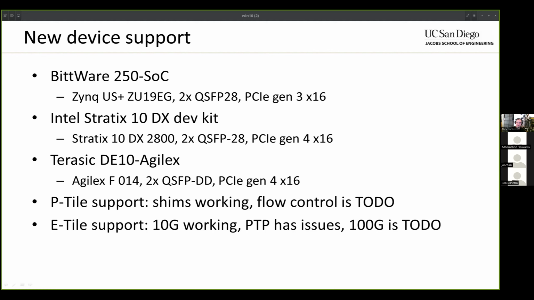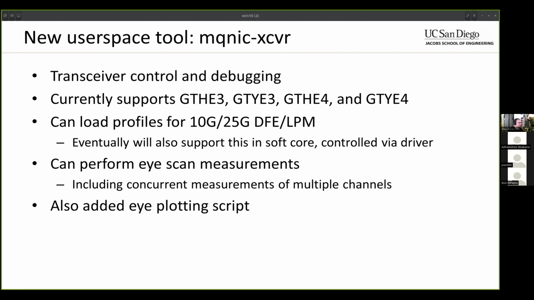PTP right now does not work at all on the 100 gig version, but there's a whole sequence you need to do for calibration to make it work. Haven't implemented that yet. We'll do that from a soft core at some point. But you can send and receive data on the data path. So we'll start with that. Mainly just getting the core data path working at high bandwidth is the goal with these designs. Right. So that's the new device support.